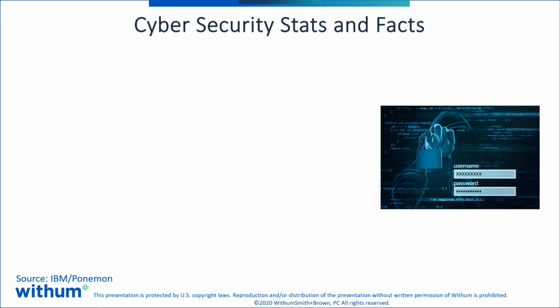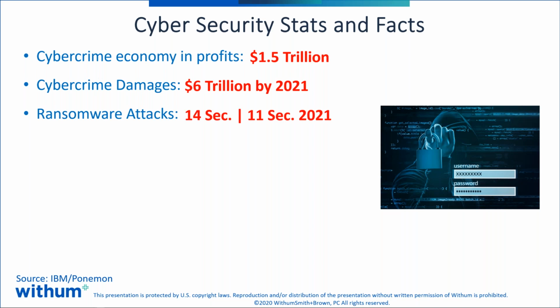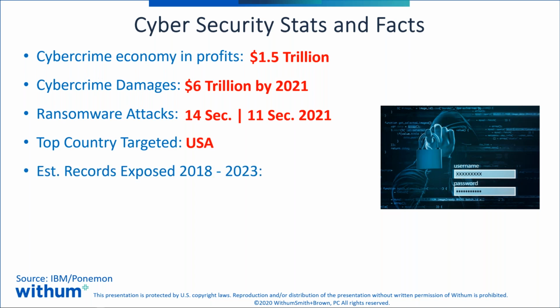Here are some more cybersecurity stats and facts. Cybercrime economy and profits, 1.5 trillion. What are the cybercrime damages? 6 trillion by 2021. Ransomware attacks occur every 14 seconds now, every 11 seconds by 2021. What's the top country targeted? No surprise, the United States. Estimated records exposed from 2018 to 2023, 146 billion. I apologize, there's a dollar sign in front of there, but it's 146 billion records exposed between 2018 and 2023.